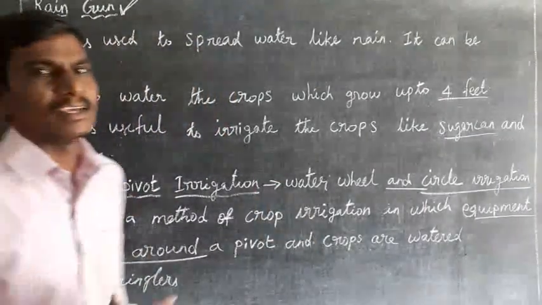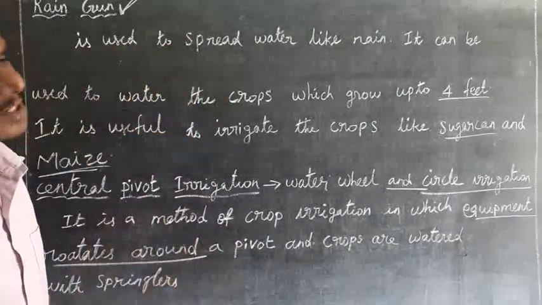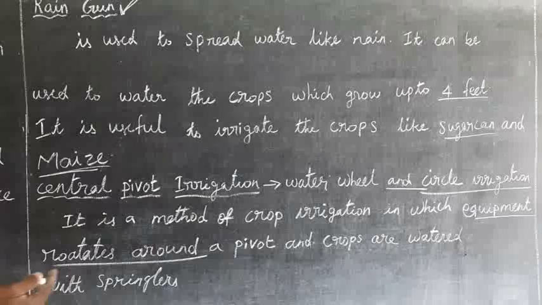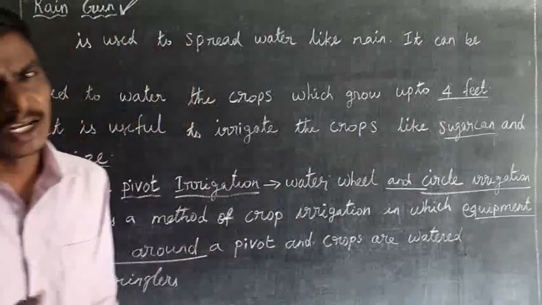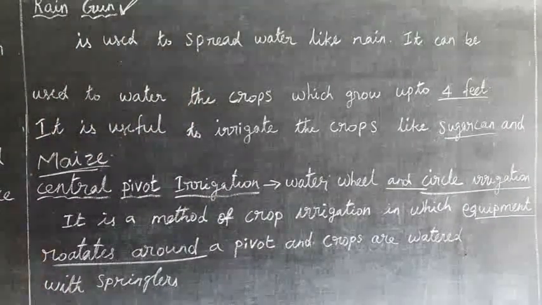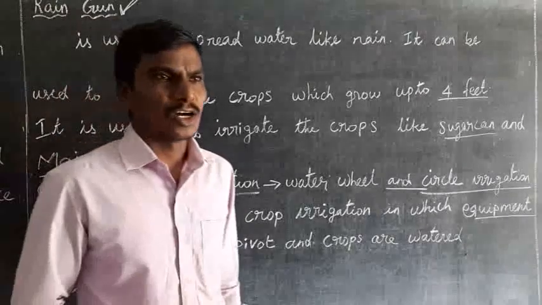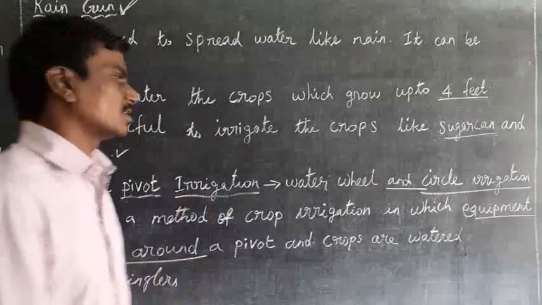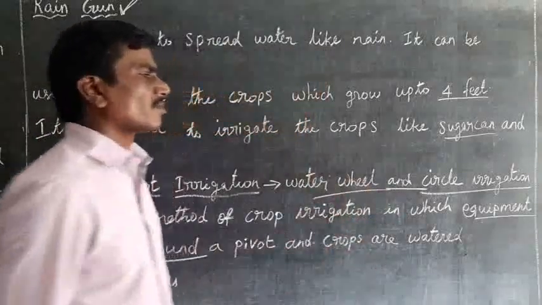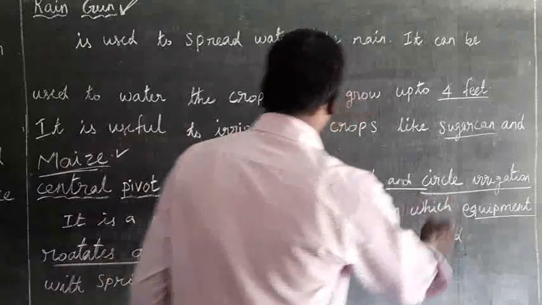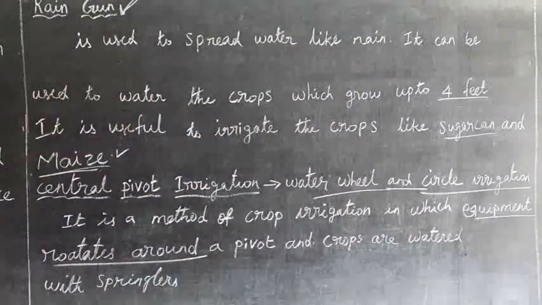It is like rain. It can be used to water crops grown up to 4 feet, mainly sugarcane and maize. Next one is central pivot irrigation, also called water wheel or circle irrigation. In this method, equipment rotates around the pivot and waters the crops with sprinklers.